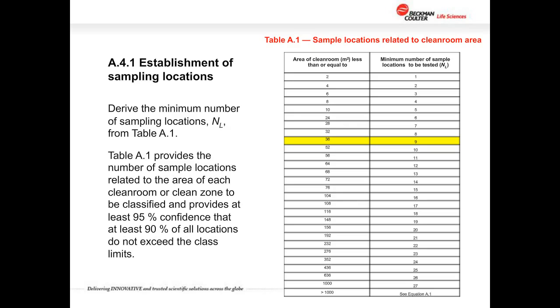But again, we touched earlier on the idea of sequential sampling, and this is an area where Annex 1 differs from the ISO, and Annex 1 says you have to take an actual physical cubic meter to classify a grade A area, regardless of anything else you might consider. And so if you're going to call it grade A, you have to take that physical cubic meter of air at each and every sample point.